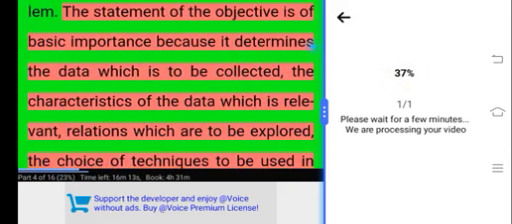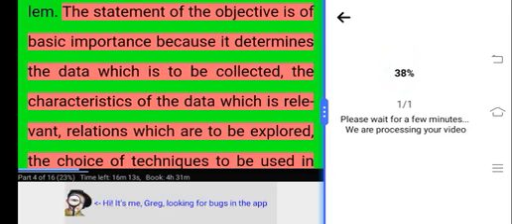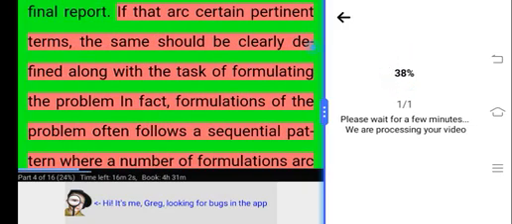The statement of the objective is of basic importance because it determines the data which are to be collected, the characteristics of the data which are relevant, relations which are to be explored, the choice of techniques to be used in these explorations, and the form of the final report. If there are certain pertinent terms, the same should be clearly defined along with the task of formulating the problem. In fact, formulation of the problem often follows a sequential pattern where a number of formulations are set up, each formulation more specific than the preceding one, each one phrased in more analytical terms, and each more realistic in terms of the available data and resources.